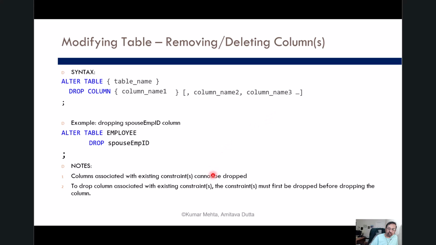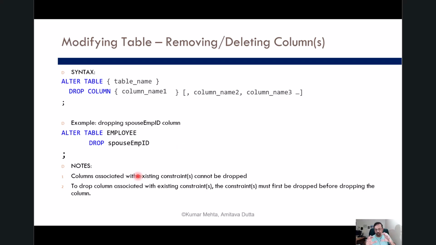Okay, so here we have alter table. The name of the table is employee, and the column that we want to remove from the structure of the table is spouse employee ID. So we say drop spouse employee ID.